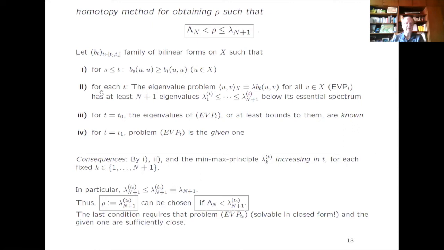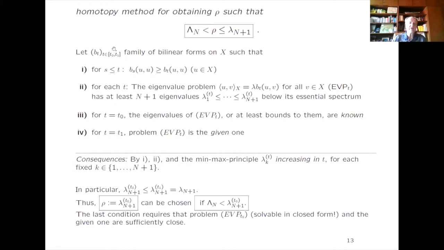And moreover, for each parameter value t, the eigenvalue problem with Bt on the right-hand side is, roughly speaking, of the same form as the given problem. Namely, it has at least n plus 1 eigenvalues below its essential spectrum. So this n plus first eigenvalue could actually be dropped here, but that would make it technically more complicated. Next, at the beginning of the homotopy, we know the eigenvalues, or at least bounds to them. So we know the eigenvalues, and at the end, we arrive at the given eigenvalue problem.